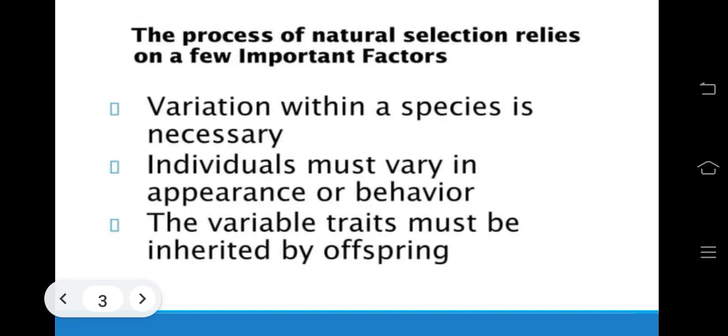The process of natural selection relies on a few important factors. Variation within a species is necessary. Individuals must vary in appearance or behavior. The variable traits must be inherited by offspring.